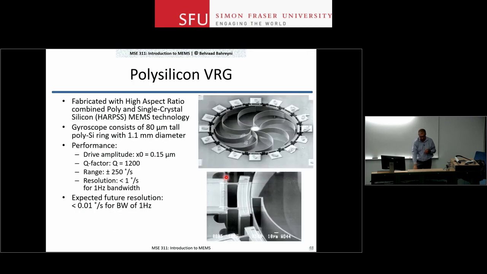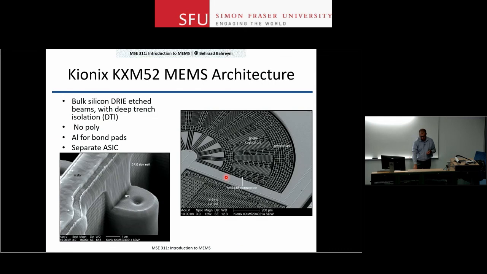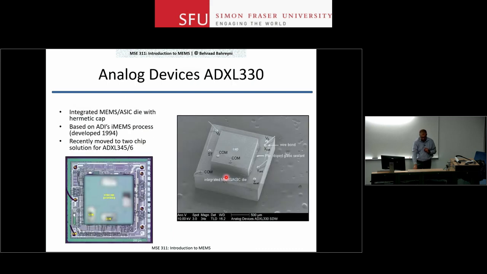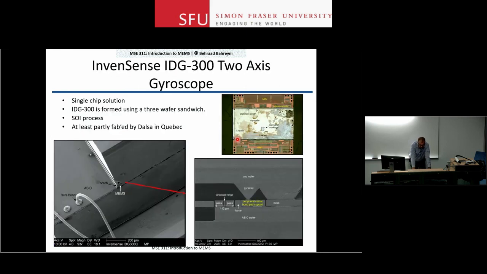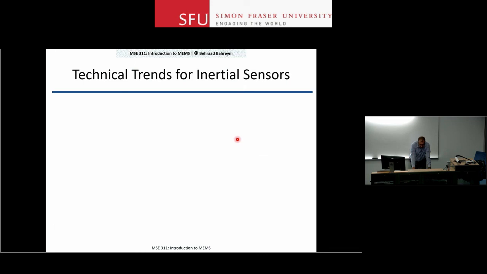This is another example of a similar idea. Capacitive detection, of course, for the detection of the movements and also excitation. And this is one other example. This one is one of those rotating wheels type devices. Analog Devices, again, we have the single chip solution from Analog Devices. I put a cap to protect my MEMS from the environment, but all of the electronics and MEMS are made on that bottom chip.